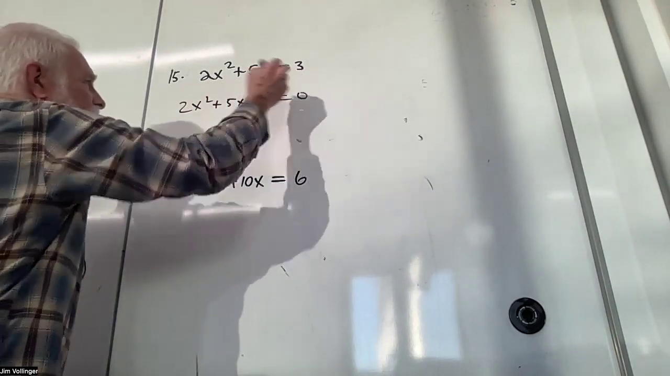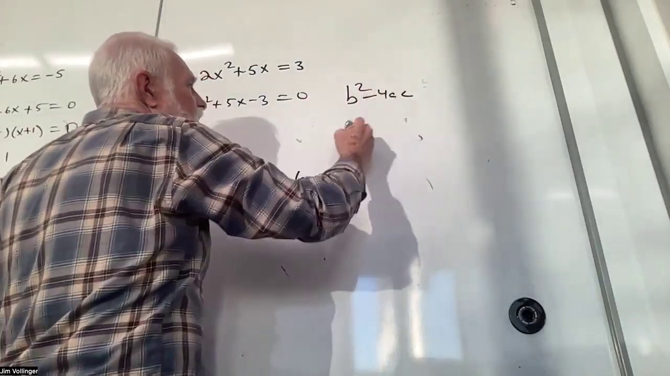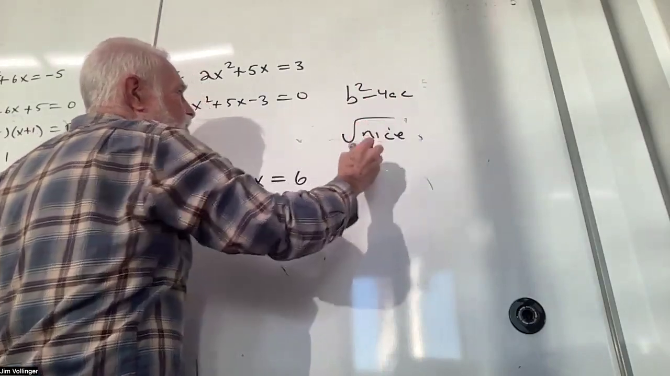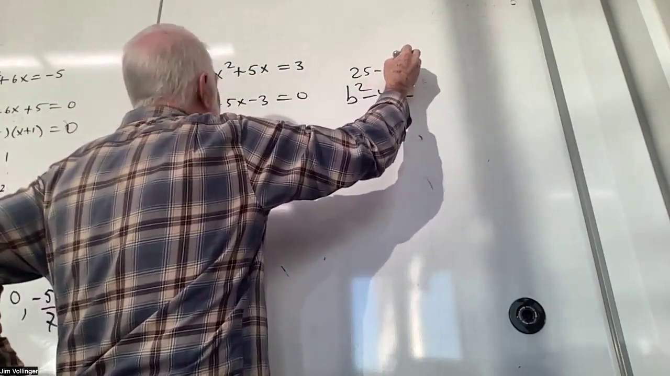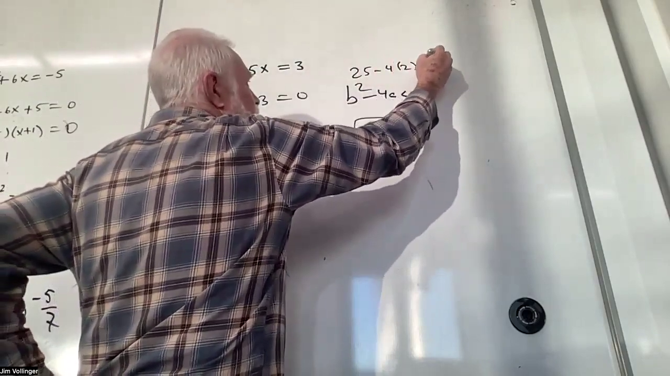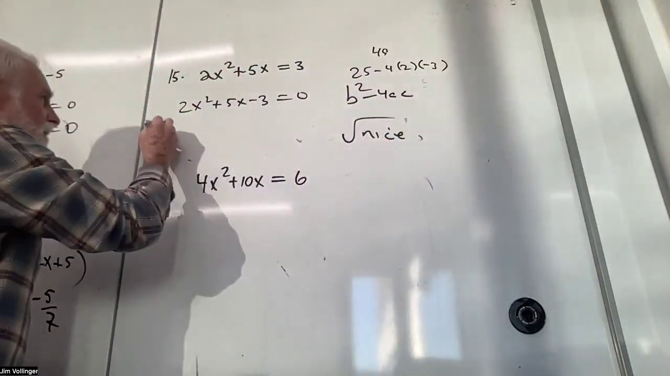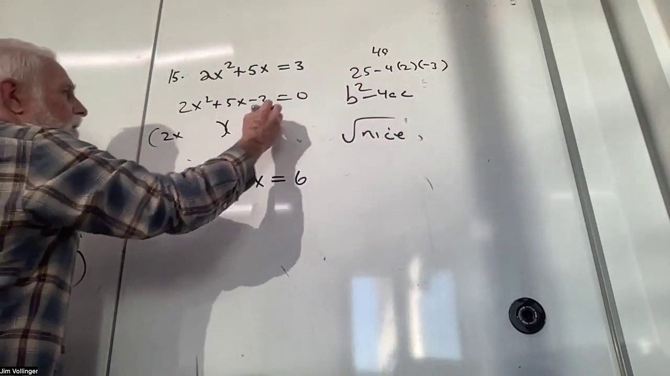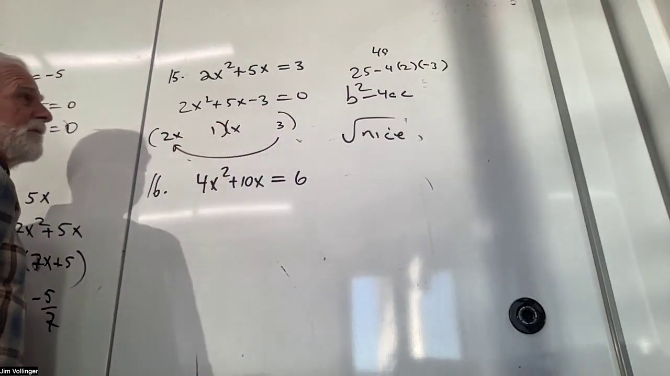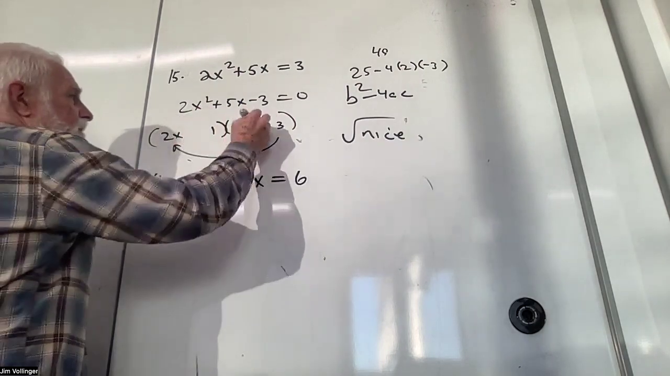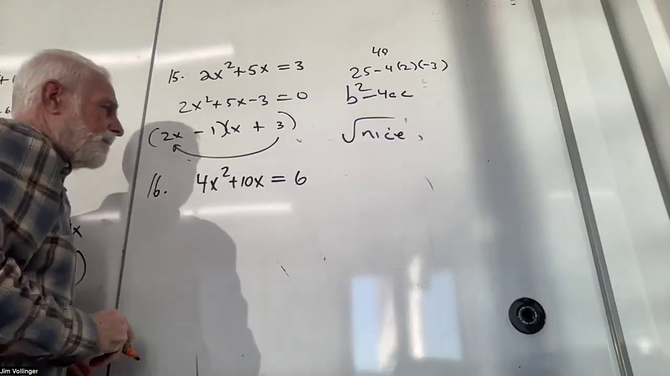All right, I can see it's factorable, but if you can't, b squared minus 4ac can help. If that's nice, it's factorable. B squared, 25, minus 4 times a, 2, times c, negative 3. That's 49, very nice. So it's factorable. So 2x and a 3 out here, that gets me to 6. One more x gets me to 5. I want it to be positive. So the answers were 1/2 and negative 3.